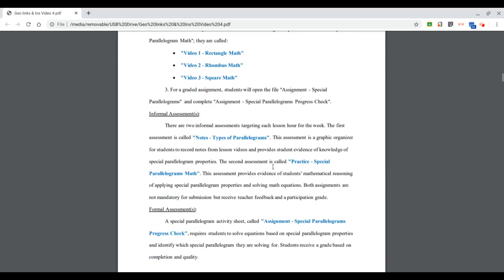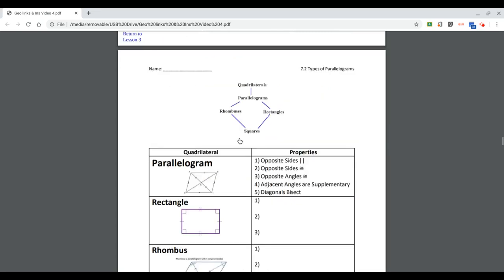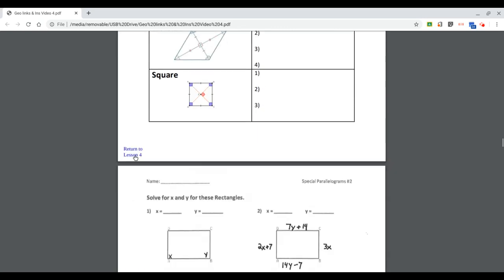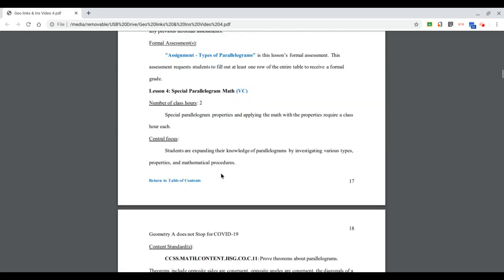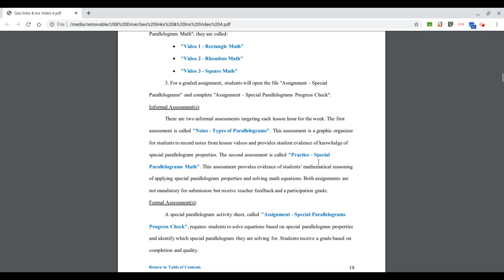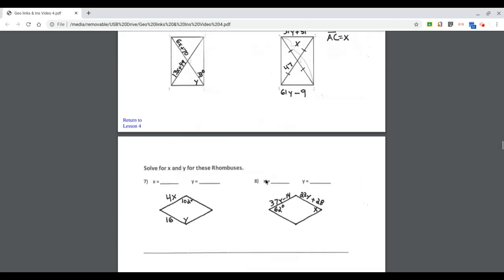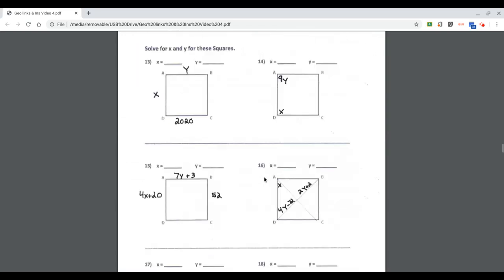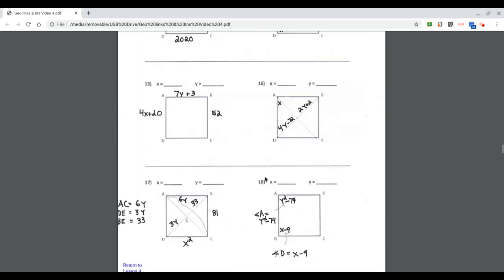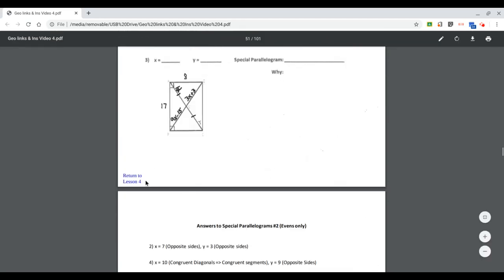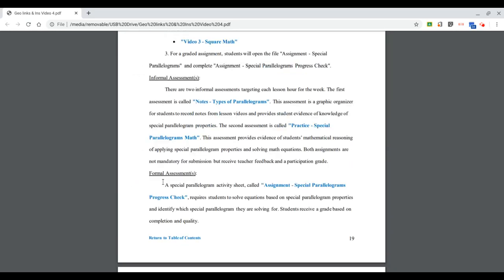All right. So here's the informal assessments. You have the notes, which is types of parallelograms, and they just have to fill these out while they're watching the instructional videos about parallelograms. And then we have the practice special parallelogram math. And again, it's a little lengthy, but once the students understand the concepts, this does flow pretty well. And again, they have the answers and videos of example problems from that practice.